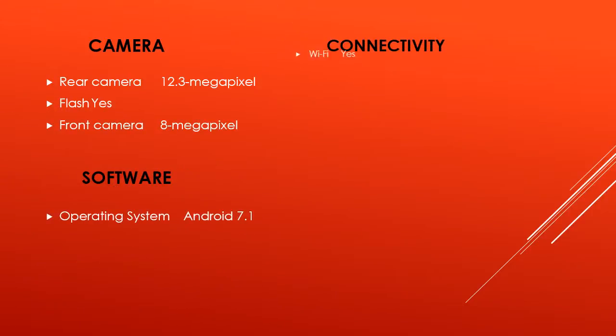Connectivity. Wi-Fi yes. Wi-Fi standards supported 802.11a/b/g/n/ac. GPS yes. Bluetooth yes, V4.20. NFC yes, infrared no. USB OTG no. Headphones 3.5 millimeters. FM no. Number of SIMs 1. SIM 1. SIM type nano SIM. GSM/CDMA GSM. 3G yes. 4G/LTE yes. Supports 4G in India, band 40, yes.